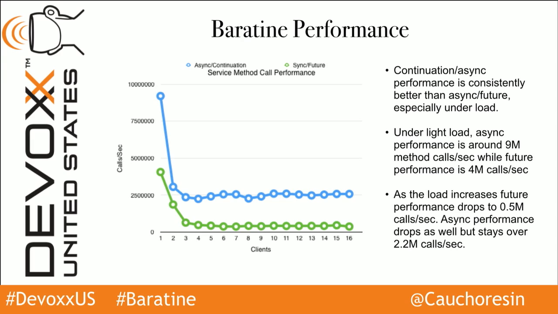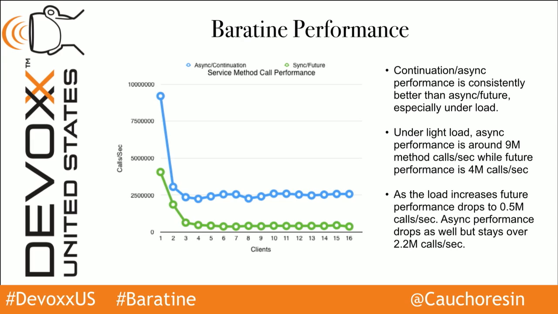So when we look at the performance of Baratine, our continuation asynchronous performance is consistently better than our future performance. We get about 9 million messages per second and 4 million calls per second when we're using the synchronous version of Baratine. As we scale out the number of clients, asynchronous performance drops but stays well over 2 million calls per second.